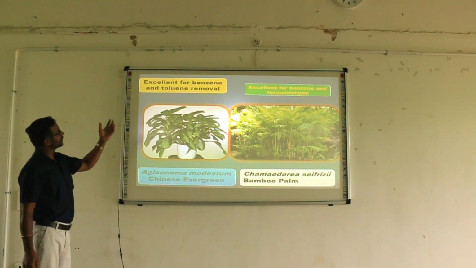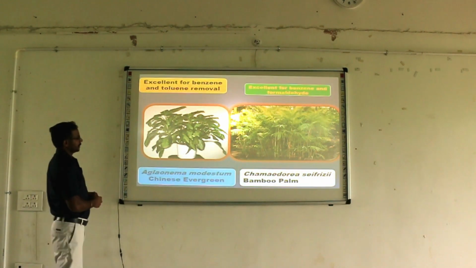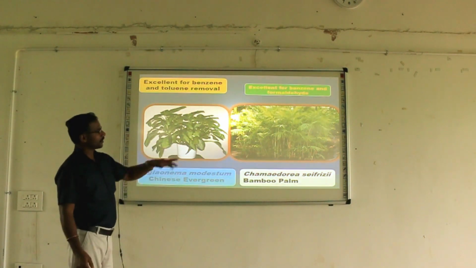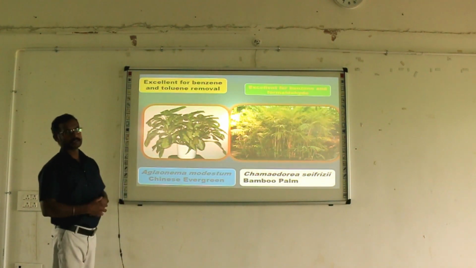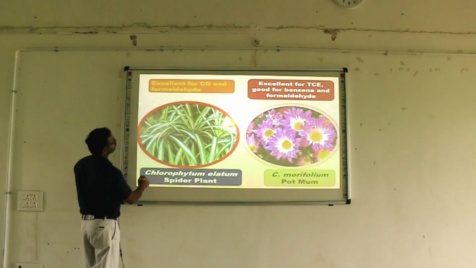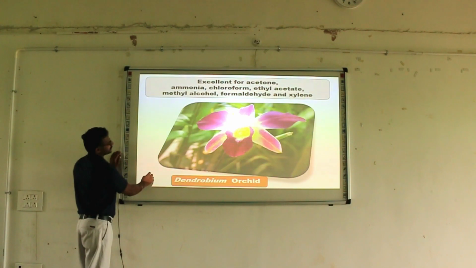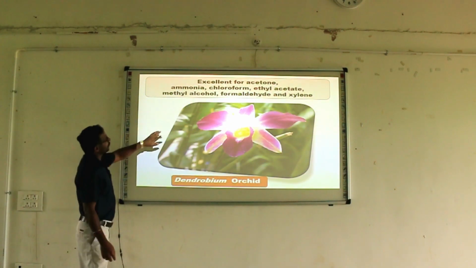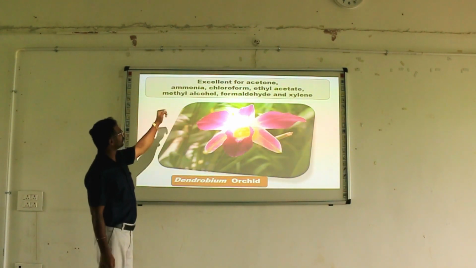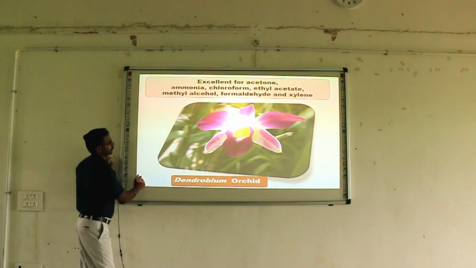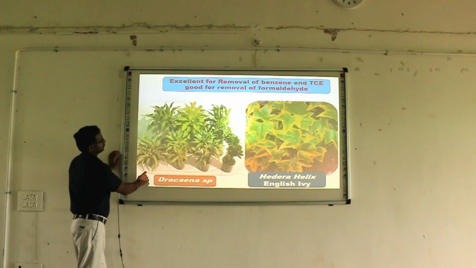These are excellent for benzene and toluene removal. Here we can use Aglaonema, and Sansevieria, the bamboo form, also used for benzene and formaldehyde removal. Then Chlorophytum, Chrysanthemum, and orchids. Orchids perform excellent removal of acetone and ammonia. They are multipurpose, and many gases are removed by orchids.